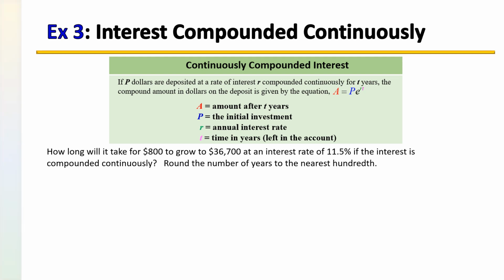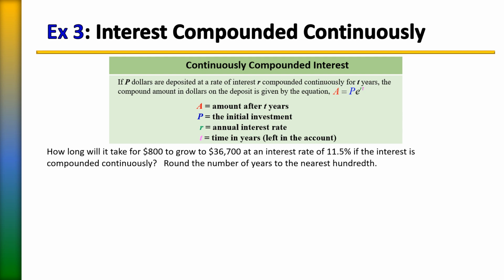In this example, we're asked how long will it take for $800 to grow to $36,700 at an interest rate of 11.5% if the interest is compounded continuously. Round the number of years to the nearest hundredths place, or in other words, to the nearest cent.